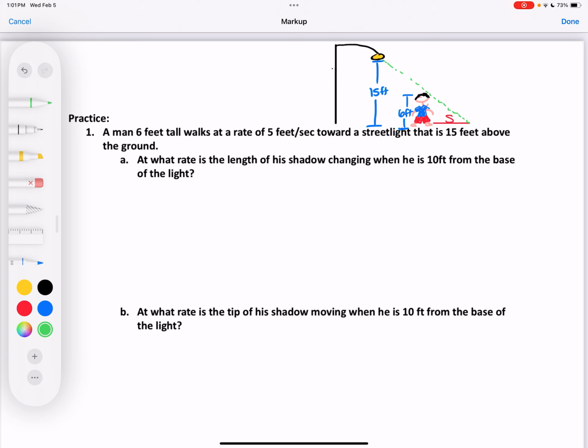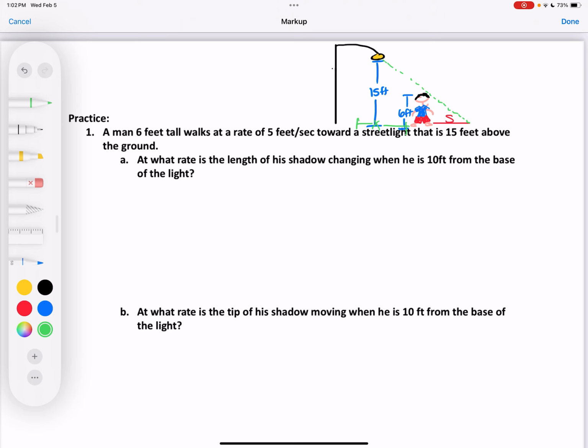So at what rate is the length of his shadow changing when he is 10 feet from the base of the light? So obviously the base of the light is really over here, but they mean from down here. So again, not the light pole. Right, from the light itself. So again, that's why it makes a difference which way you draw your light, but it needs to be basically under the light.